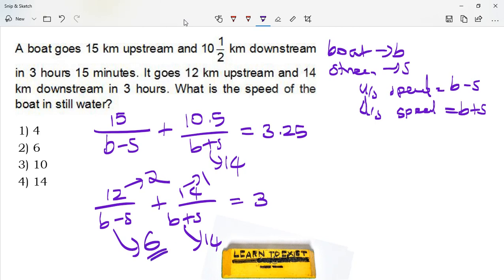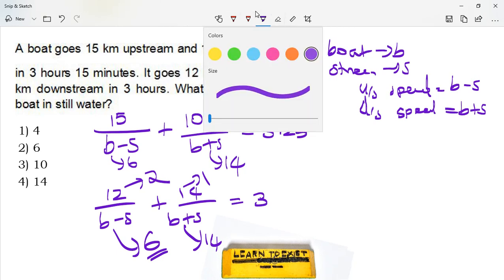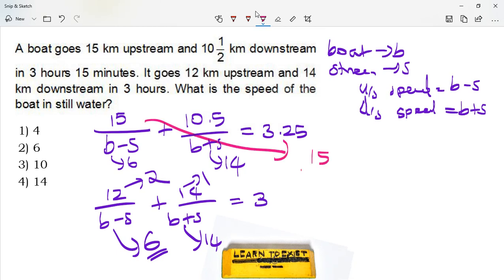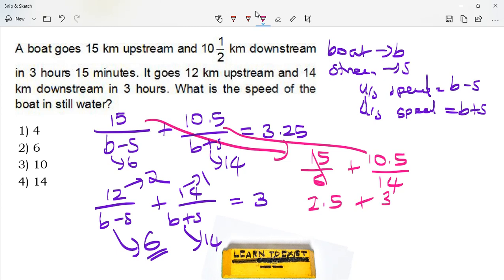And how do we check if these values are right? We'll substitute b minus s as 6 here also. So I am going to write this as 15 by 6 plus 10.5 divided by 14. The value will be, this is 2.5 and this will be 3 by 4. Yes, 3 by 4, which will be 0.75, and the sum will be 3.25, which is the actual value itself. So that means the values that we have taken are correct.